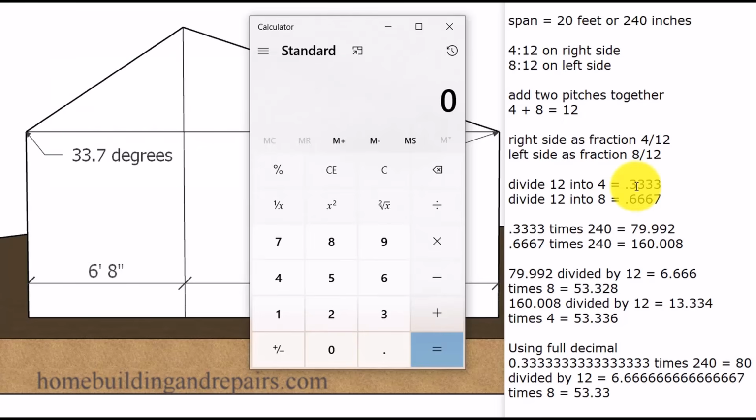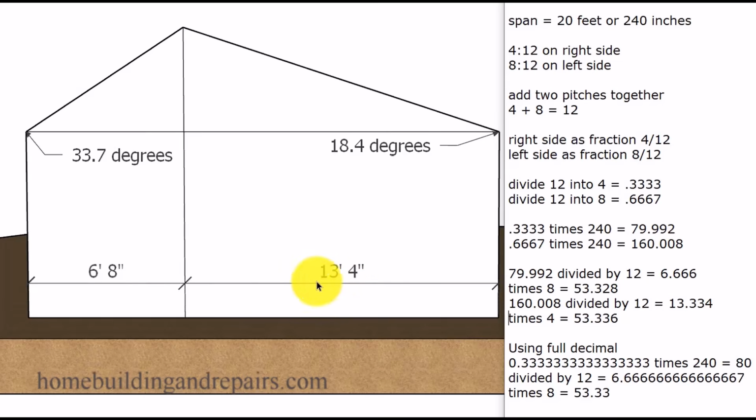In this example, 4 divided by 12 equals 0.3333, and 8 divided by 12 equals 0.6667. To find the horizontal ridge location, multiply both decimals by the total width of the building in inches. This is going to provide us with an 80-inch length and 160 inches on the other side.